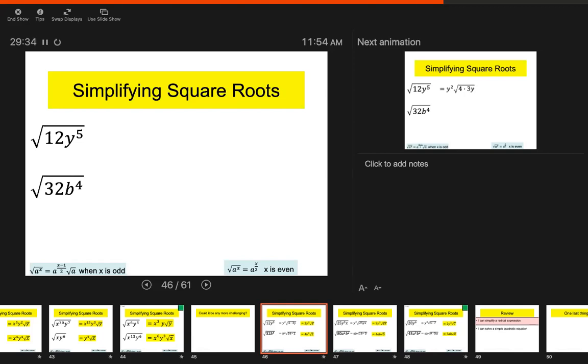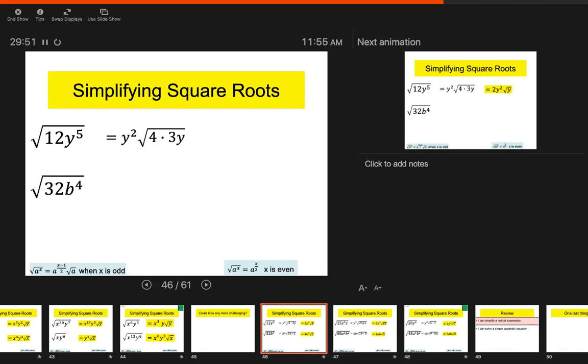Let's see, y to the 5th power. Well, that's odd. So we subtract 1. That's y to the 4th. Half of y to the 4th is y squared. So we get y squared on the outside and a y on the inside. All I did was mess with y to the 5th. Do you see what I did?